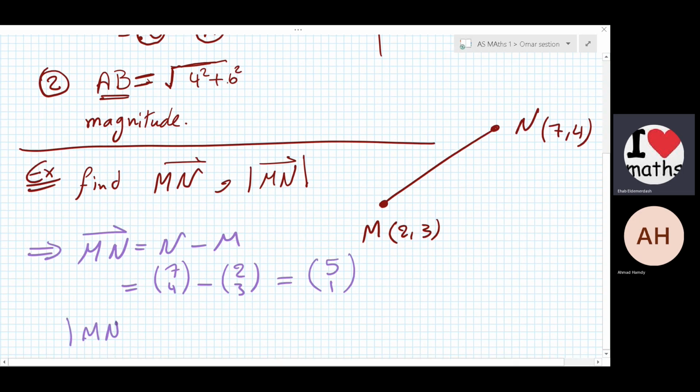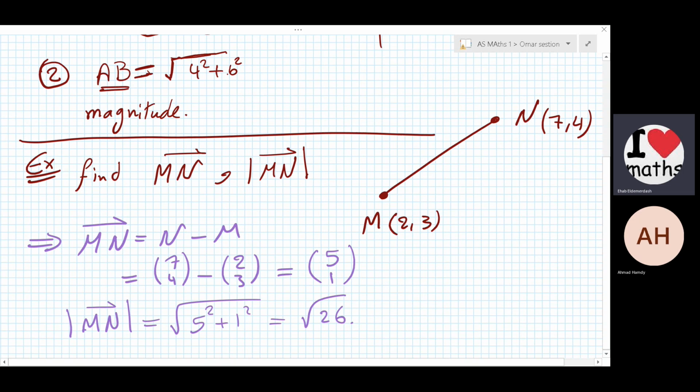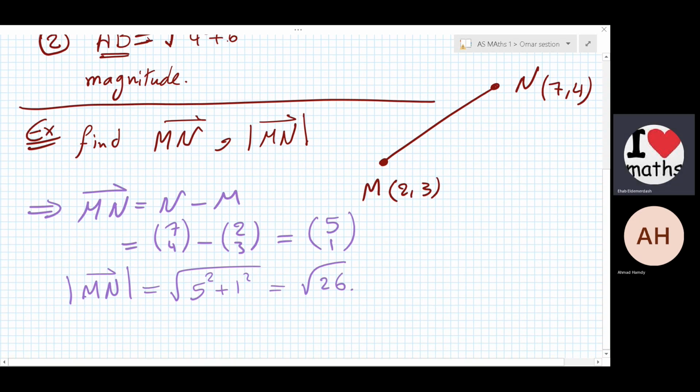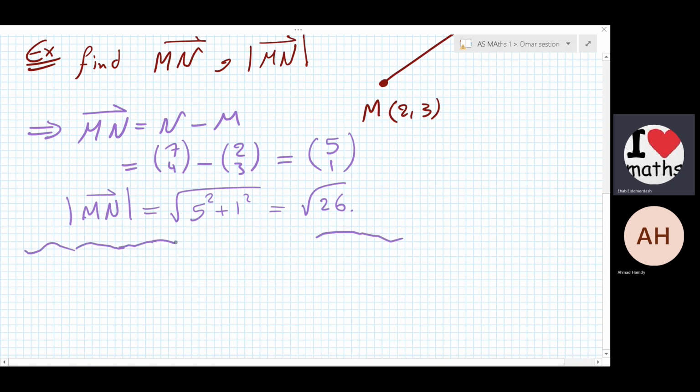Now if I'm asking you to find the modulus or the length of MN, all you will do is the square root of 5 squared plus 1 squared, which comes as the root of 26. So I can identify the vector as the final minus the starting, agreed? And after that, I can find the length of the vector. Do we have any problem with this definition? Does anyone have a problem with this?